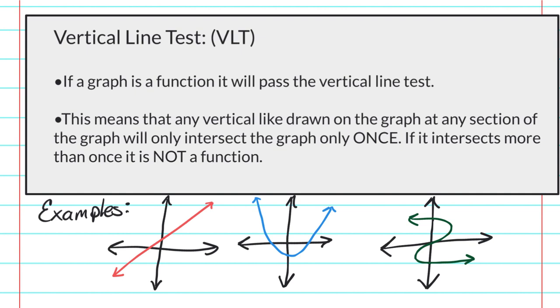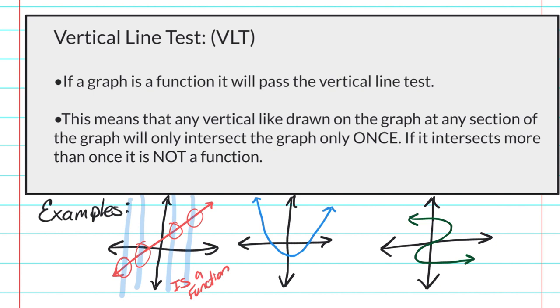So let's see how I can draw this here. If I draw a vertical, up and down line anywhere on this graph, it only goes through the graph once at one point. So it goes through once here. So it connects here, here, here, and here. Those only. So this is a function.